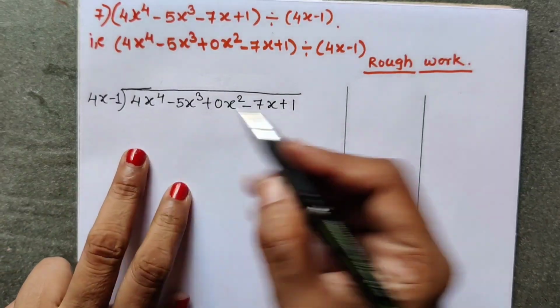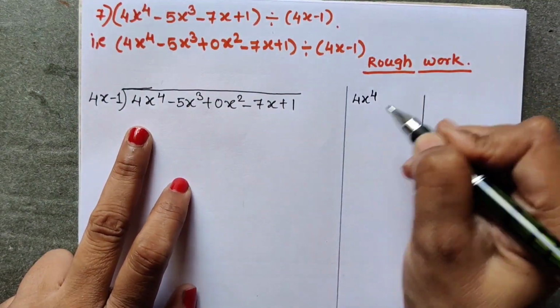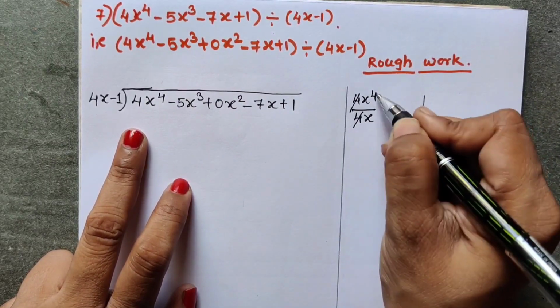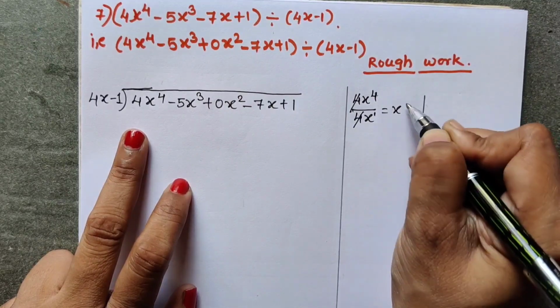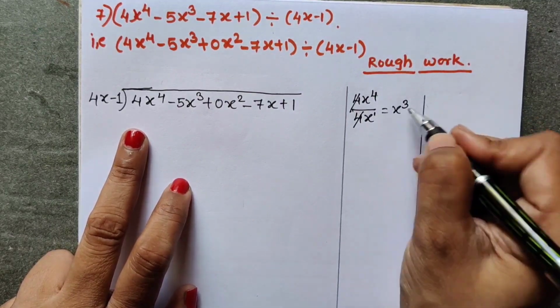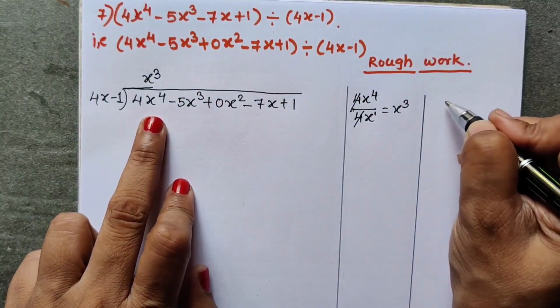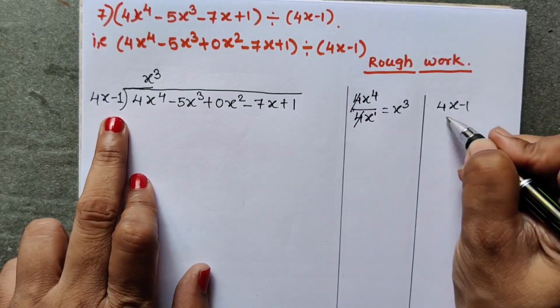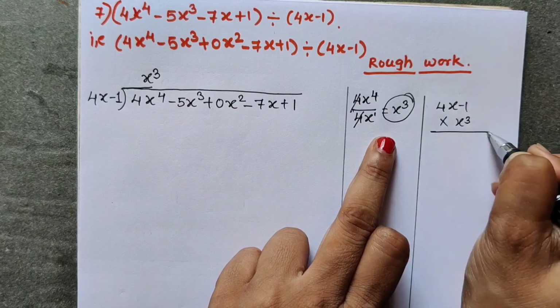Now we have to find out first what we have to write in the quotient. First term is 4x raised to 4 divided by 4x. 4 cancels. Here raised to 4 is there, here 1 is there. That means x raised to 4 minus 1, x raised to 3. So this x cube we write in the quotient. What we have to write in the dividend? 4x minus 1, our divisor, multiplied by this x cube.